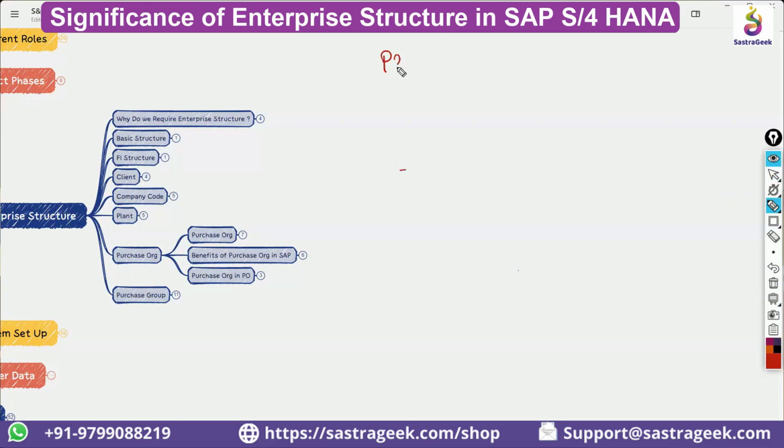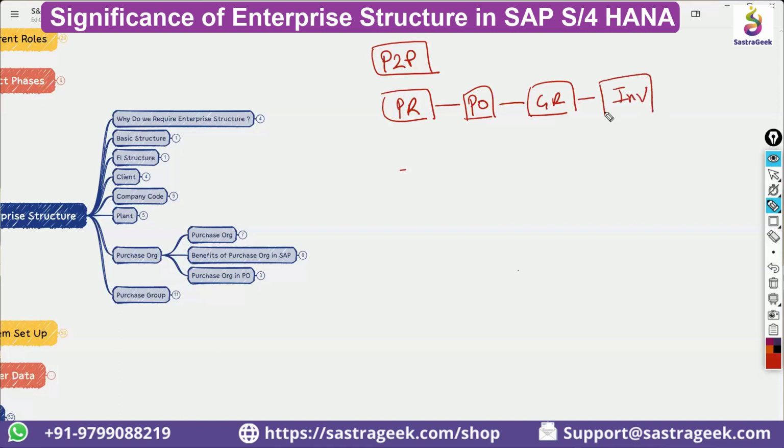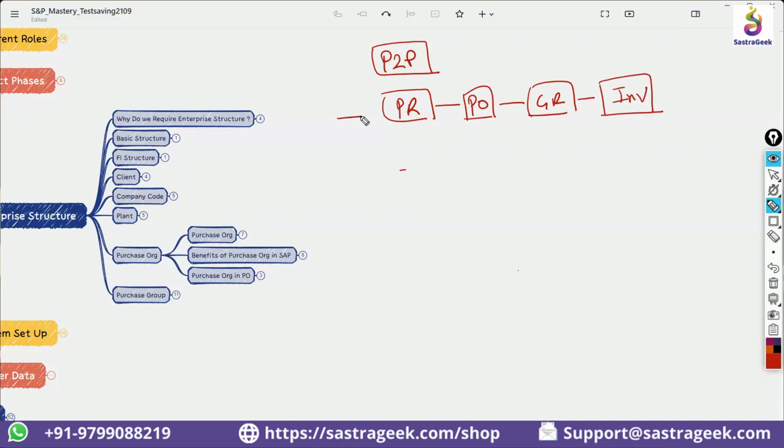You want to run your P2P cycle, from purchase requisition to purchase order to GR to invoice. This full cycle you want to do, right? And when you're doing this full cycle, you want to do multiple things. The first thing you want to ensure is that it is easy to maintain. You would be easily able to maintain the cycle.